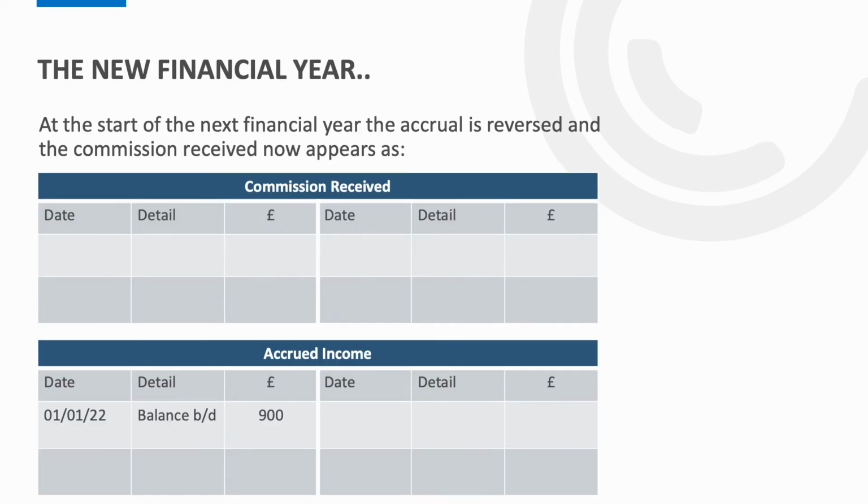At the start of the next financial year, the accrual is reversed. The effect of this is that we have a nil balance on our accrued income account and a £900 debit balance on our commission received. So at this point, our accrued income account is nicely tied off, and we no longer have anything to do on this. The final step is to look at what happens to our commission received account and examine why we have a debit balance of £900 on there.